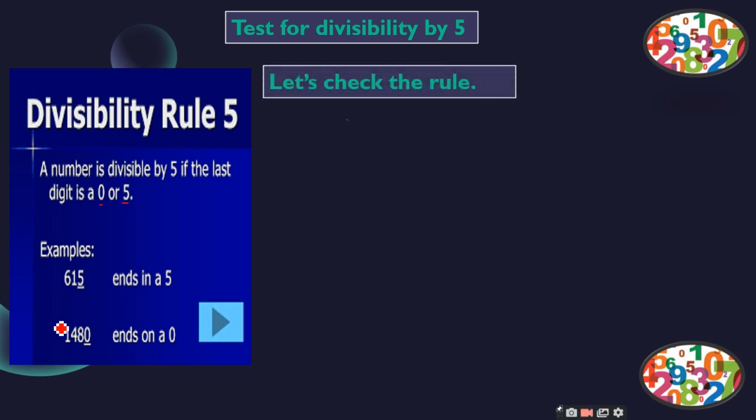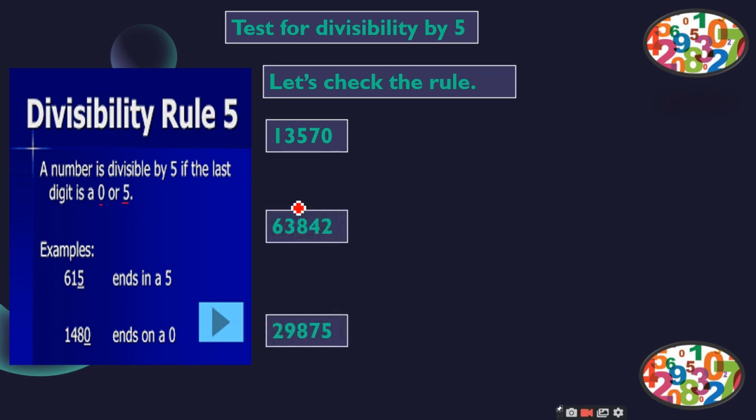Let's check the rule with some examples. We have 3 numbers. Let's check the divisibility of these numbers by 5. The first number is 13570. The last digit is 0, so this number is divisible by 5. 63842. The last digit is 2. This number is not divisible by 5 because the last digit is 2.